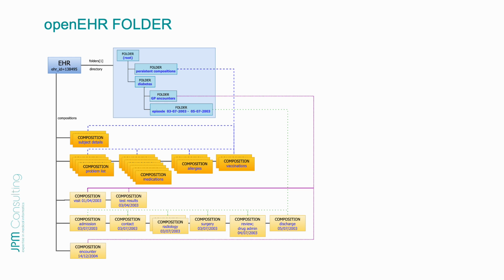Let's start with folders. In openEHR, folders are not clinical content. They are a directory structure, a versioned index that helps you organize and navigate an EHR. A folder tree contains folders and subfolders, and each folder holds references to compositions rather than copies of data. That means the same composition can appear in more than one folder if you want different views.